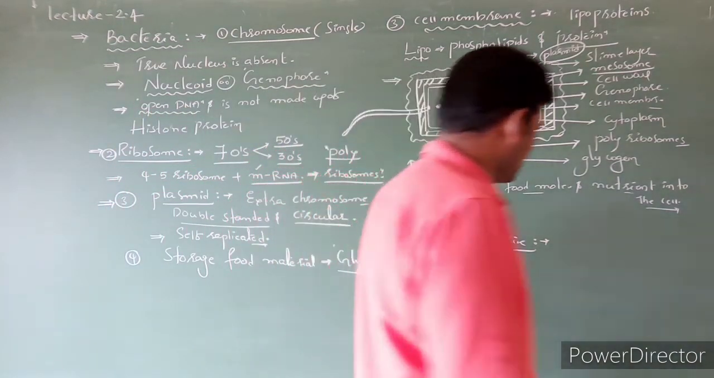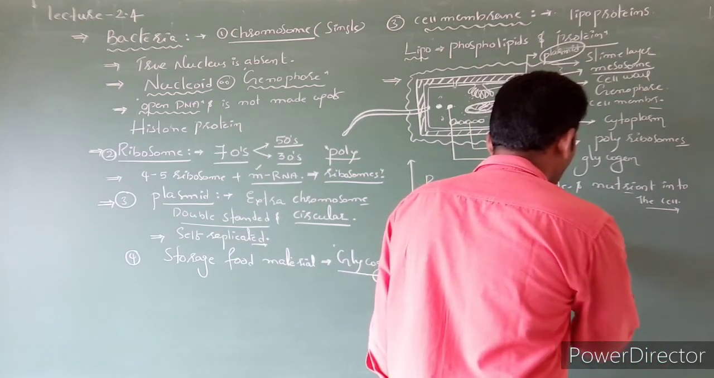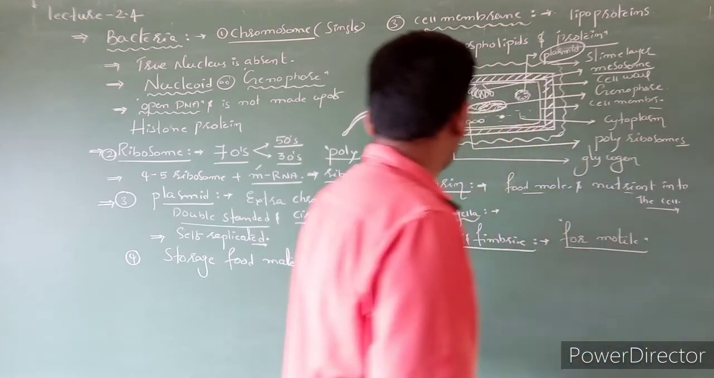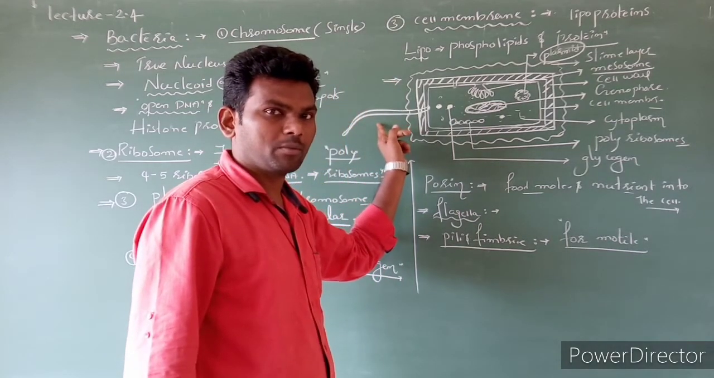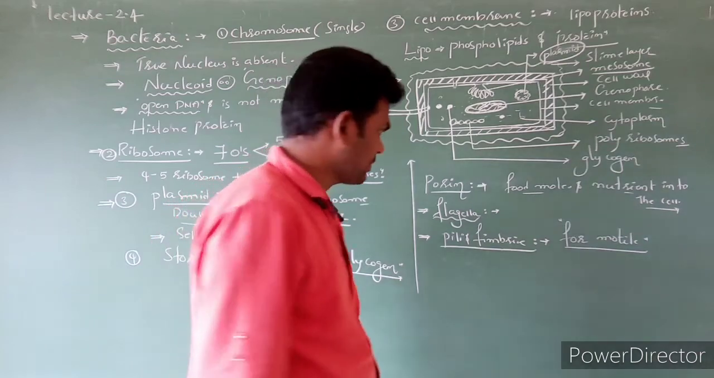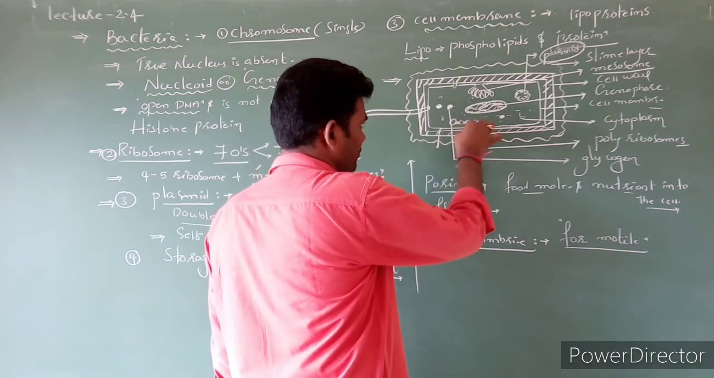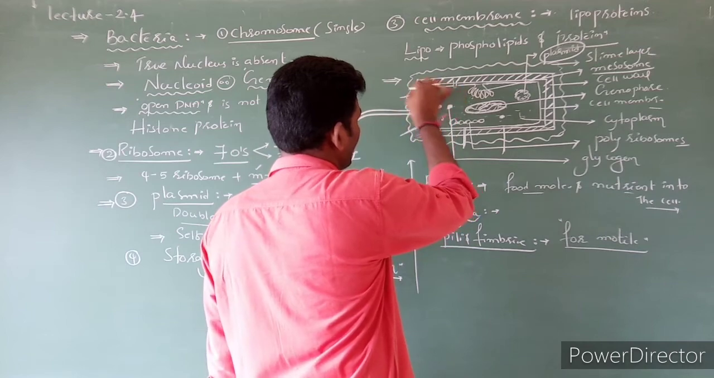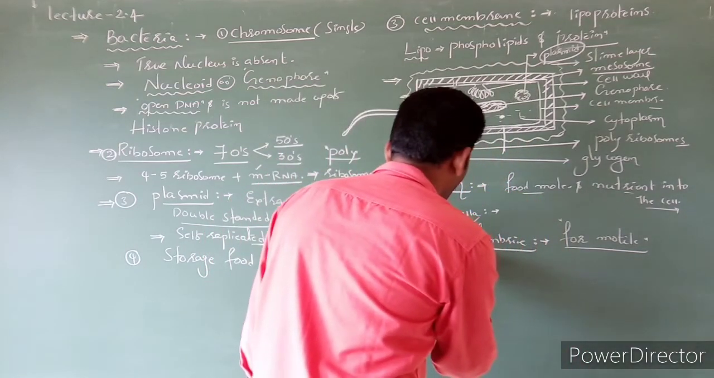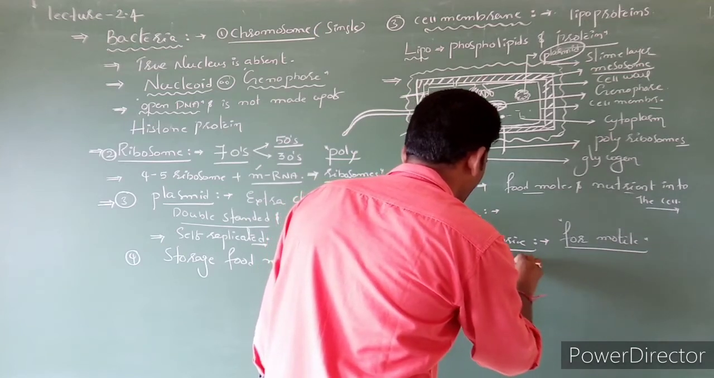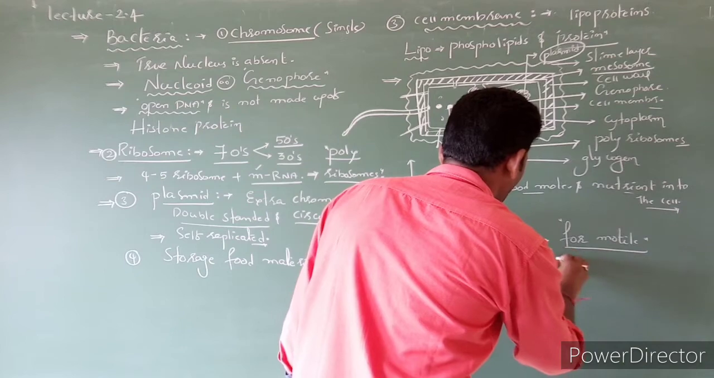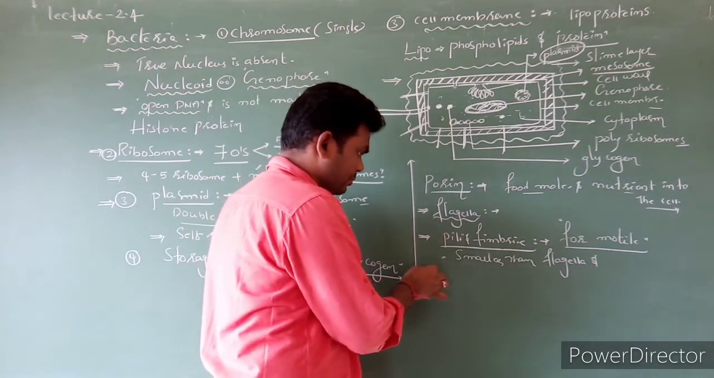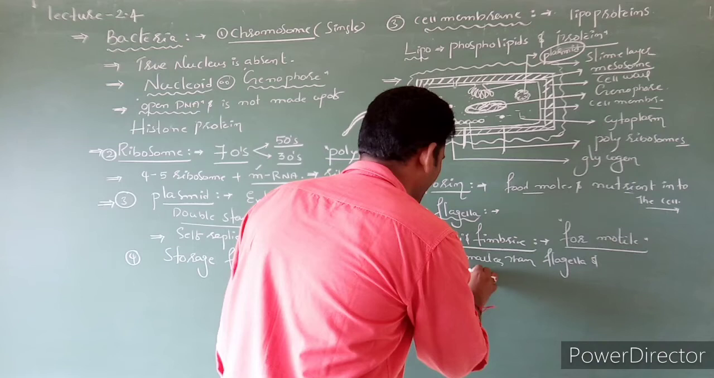Pili and fimbriae generally are not useful for motility. Only flagella are useful for motility, not pili as well as fimbriae. These also arise from the cell membrane. Generally, these pili or fimbriae are smaller than flagella. Next, the pili is made up of pilin protein.